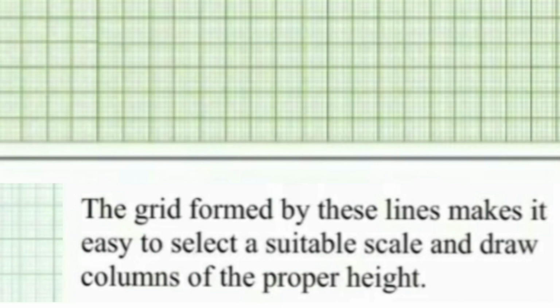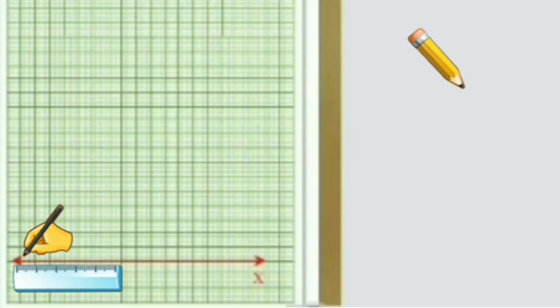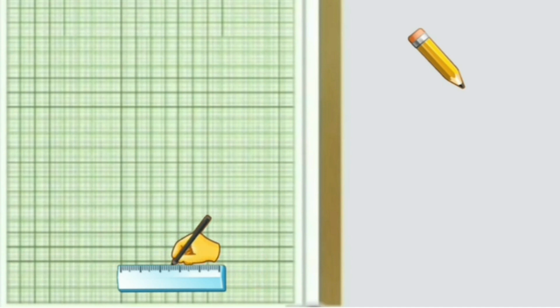We have to draw our axes, the x-axis and the y-axis. Take a ruler and pencil. Draw a line with an arrow on both sides and label it.